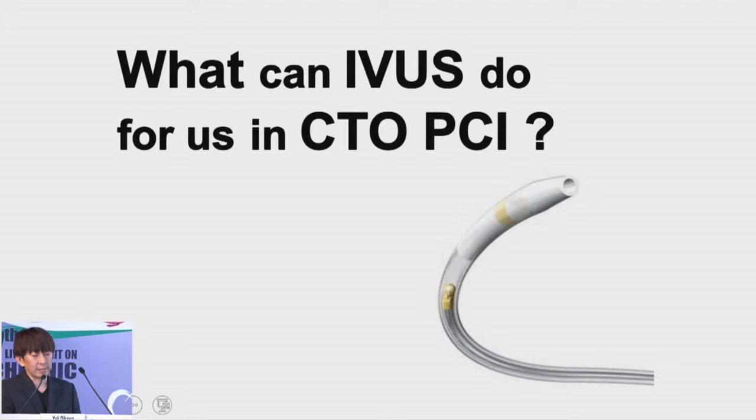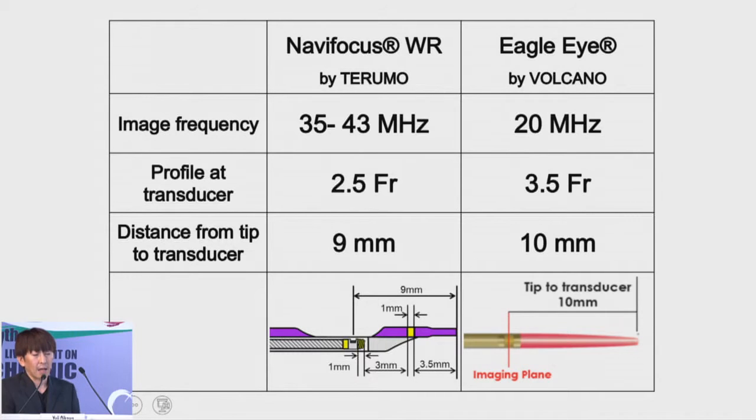What can IVUS do for us in CTO PCI? In my daily practice, I favor the IVUS catheter of which the profile is small and of which the distance from tip to transducer is short. So in Japan, Navifocus WR by Terumo is the best IVUS. However, I know that this IVUS is launched in Japan only. So there are two IVUS, Boston IVUS and the Eagle Eye by Volcano. However, Boston IVUS has a long distance from tip to transducer. So Eagle Eye is better for CTO PCI.